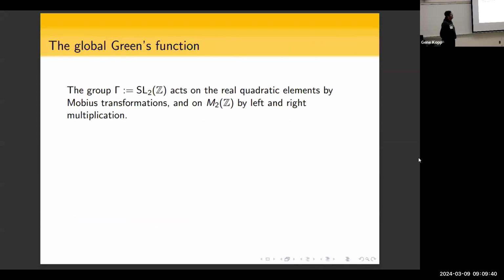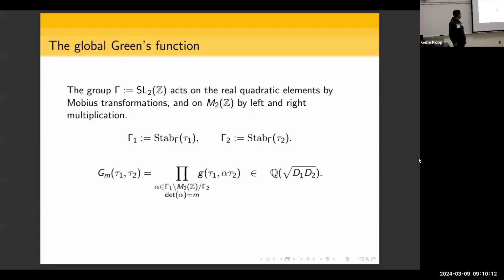Okay. Now, we're going to combine these local Green's functions into a global one by taking a product over translates. The idea is that we want to make this a function which is invariant under the action of SL2Z on both arguments separately. Gamma acts on real quadratic elements by Mobius transformations, and it also acts on the matrices by both left and right multiplication. So if I let gamma1 and gamma2 be the stabilizers of my real elements, tau1 and tau2, both groups of rank 1, as we said before, then I can take the following infinite product, which I'm going to call capital GM of tau1, tau2. I take the product over the matrices of determinant M, modulo gamma1 on the left and modulo gamma2 on the right. And I just take this local Green's function, evaluated at tau1, alpha, tau2.